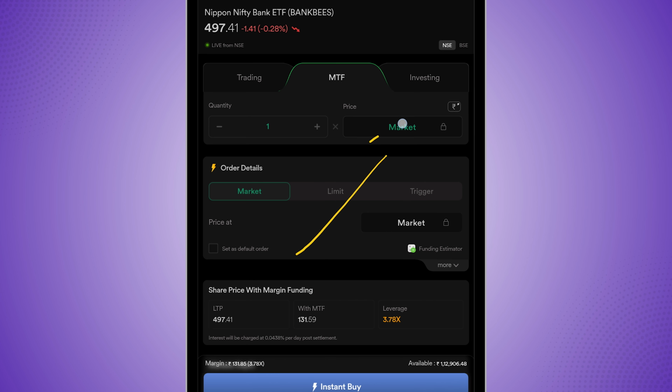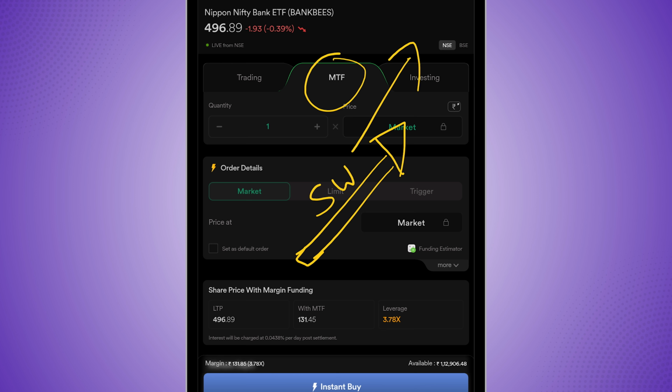So this leverage comes with a certain cost. But if you are taking a swing trading position and you want to take a position size which is larger than your current available funds, and you are confident about taking that position and you want to maximize your returns, MTF could be a way of taking a larger position size in the regular market.